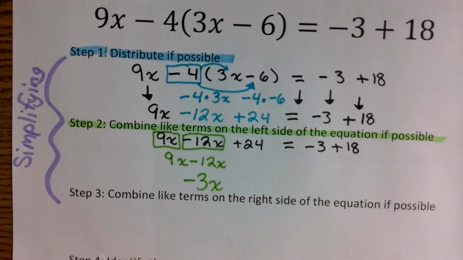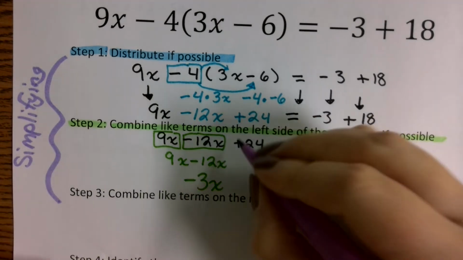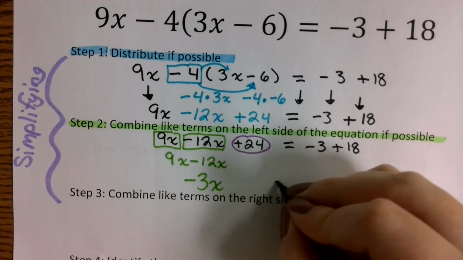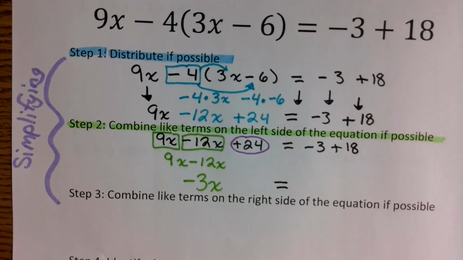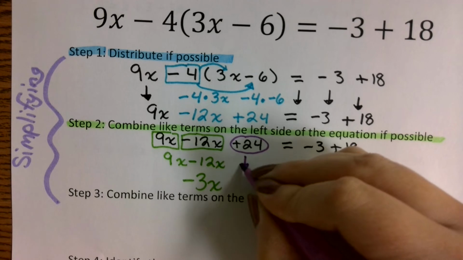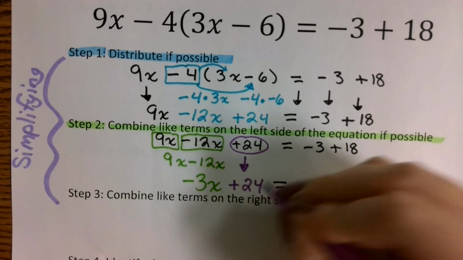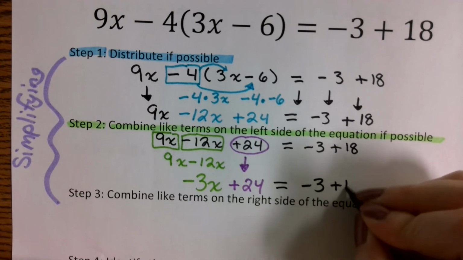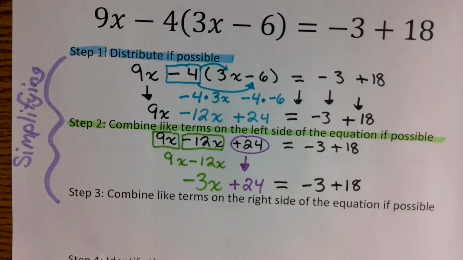Now, I don't have a like term with this positive 24 on the same side of the equal sign. Remember, we're only focusing on the left side of the equal sign. So that positive 24 just gets written as a positive 24, or plus 24. We're not doing anything to the right side yet, so it stays negative 3 plus 18 on the right side. We only focused on simplifying what we could on the left. So this should look familiar. That should look familiar to you because that's what we did for Unit 2A.